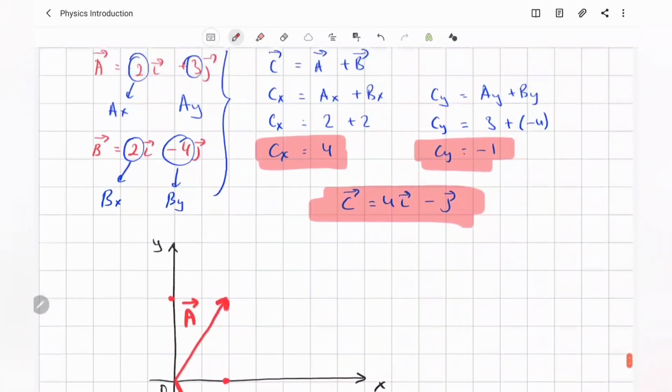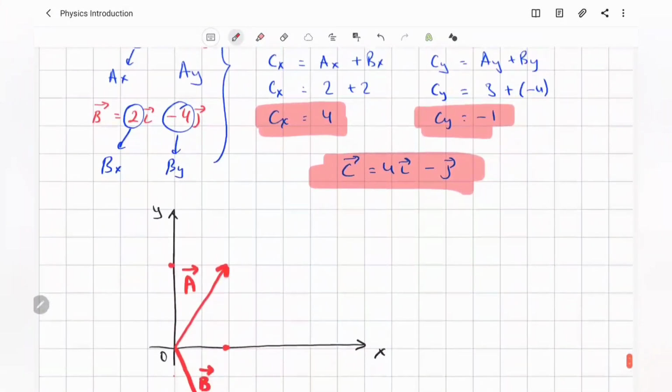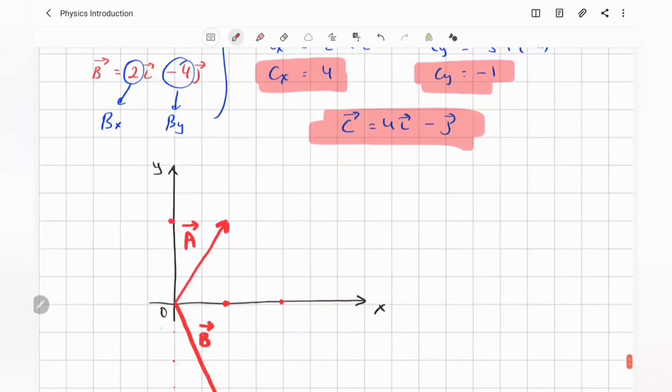Now let's come to the C vector. The x component is 4, so 1, 2, 3, 4. The x component is here. The y component is negative 1, which is here. Yes, minus 1 basically here. So this is our C vector.